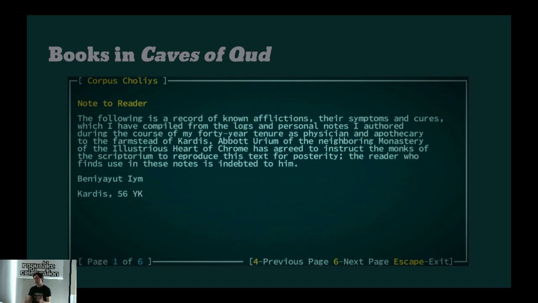Like I said, they're mostly static. Some of them have some procedural elements. This one, for example, the Corpus Colis, is a book of procedural cures for diseases in the game. So you can get diseases in the game, and then each game the cure is actually procedurally generated. So you have to reference this manual instead of just looking up the Caves of Qud wiki.